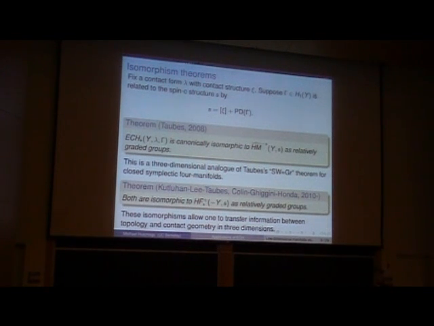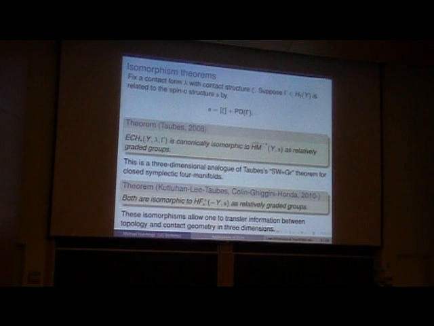So with that relation, Taubes proved in 2008 that the embedded contact homology is isomorphic to the Seiberg-Witten Floer cohomology. I didn't explain the grading, but if you put the negative of the grading here, then they're isomorphic. That's as relatively graded groups, and in fact the isomorphism is canonical, which I'll say more about later.